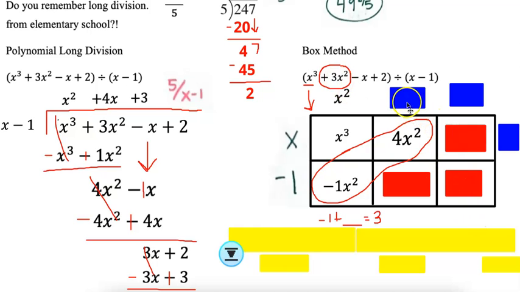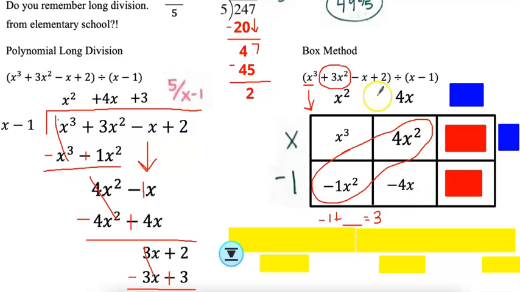Now let's figure out this top part. I know I have an x out here. I'm trying to figure out what times an x will give me a 4x squared. That will be a 4x, because 4x times x is 4x squared. Once you've got this top number, I can now multiply this top number and this bottom to get this bottom middle box. 4x times a negative 1 is a negative 4x.